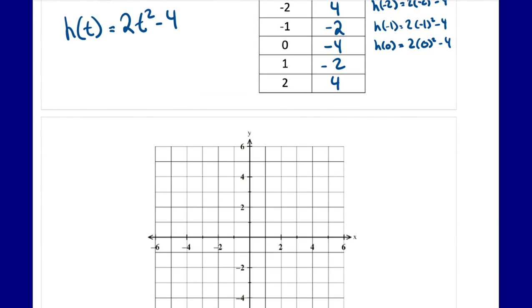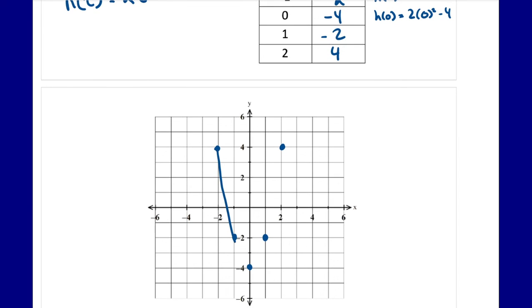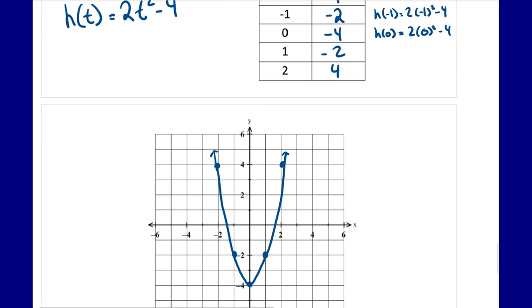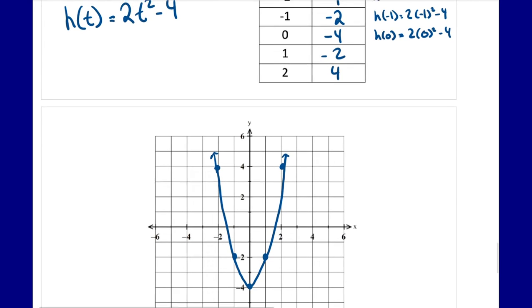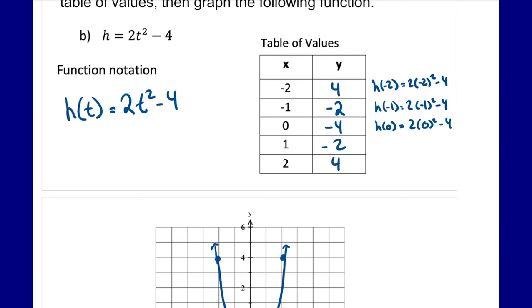So we have negative 2 and 4, negative 1 and negative 2, 0 and negative 4, 1 and negative 2, and 2 and 4. If I connect my points here, we can see that we do have a parabola or that U shape, so this is indeed quadratic. If we were to check our second differences, we would find that it's quadratic. We can see from our function notation as well that we do have a degree 2.